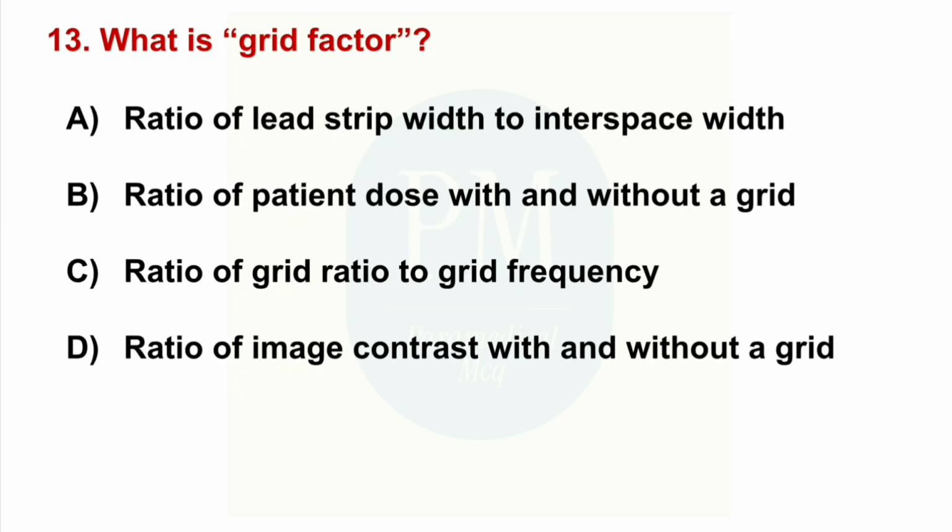What is grid factor? Option A, ratio of lead strip width to interspace width. Option B, ratio of patient dose with and without a grid. Option C, ratio of grid ratio to grid frequency. Option D, ratio of image contrast with and without a grid. The correct option is option B, ratio of patient dose with and without a grid.